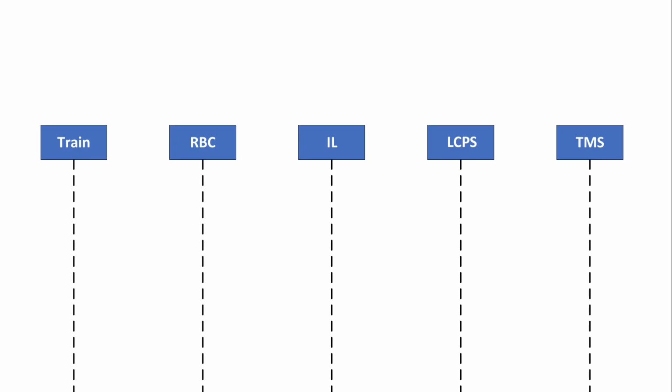The train has an interface to the RBC, which is specified in the ETCS specification. The RBC has an interface to the interlocking. The interlocking has an interface to the LCPS, and the interlocking has an interface to the TMS. And at some infrastructure managers, the RBC has also an interface to the TMS.